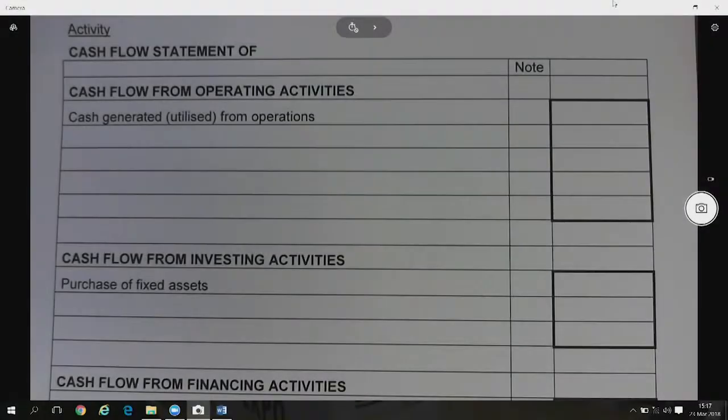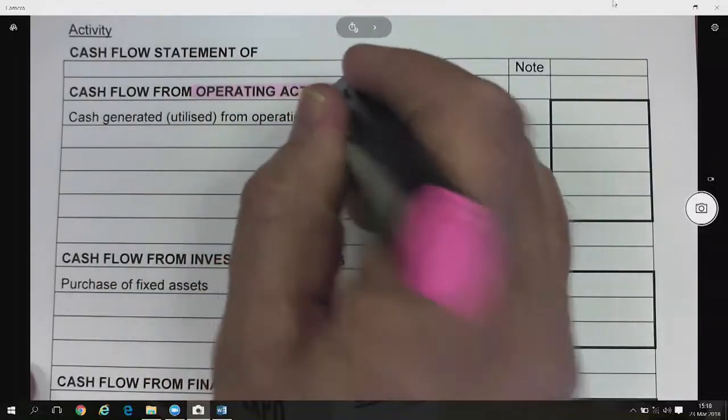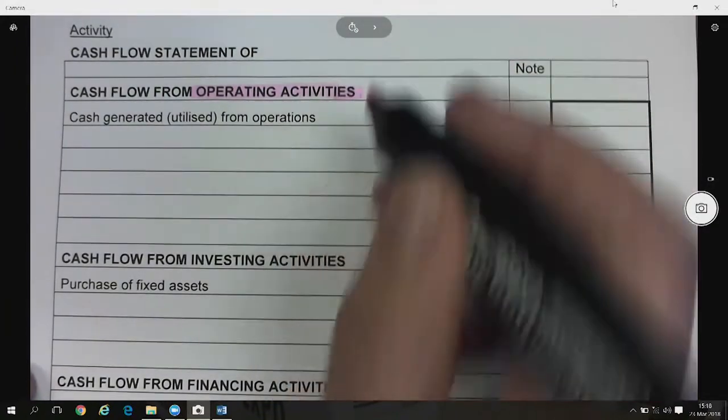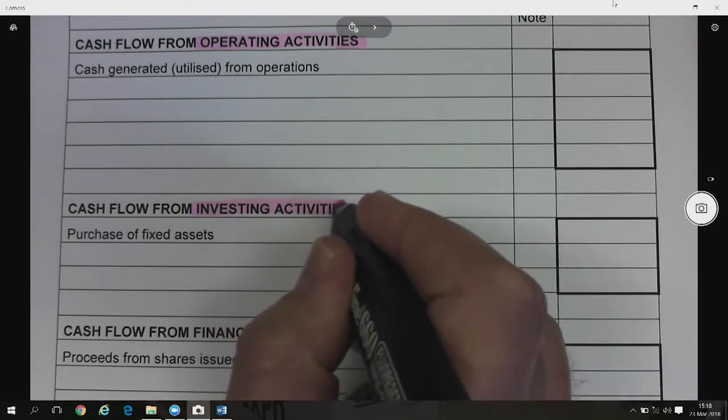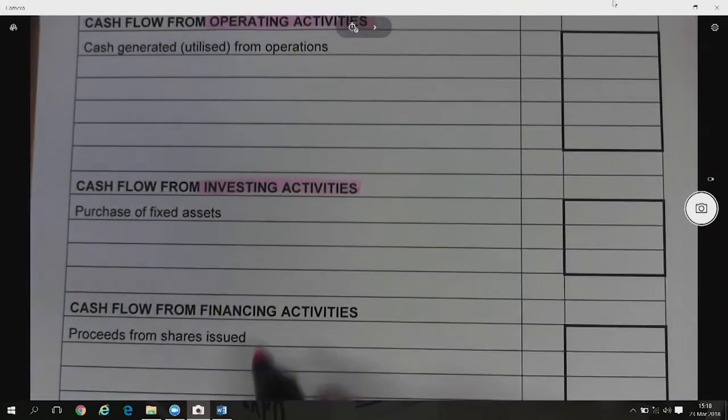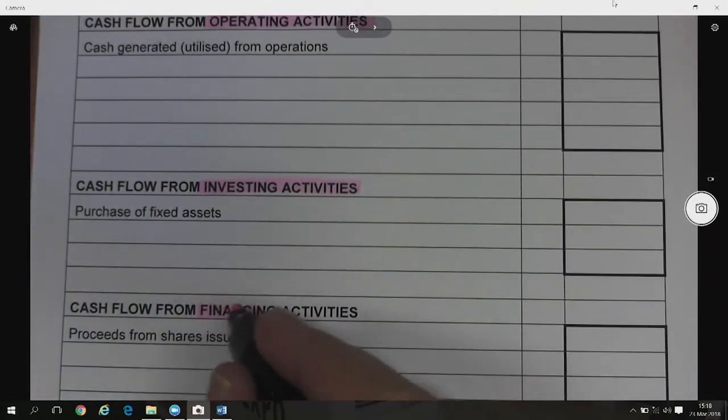Okay, but first, I've got the cash flow statement in front of me. It is only the format, and I want you to know the format. I want you to study the format out of your head, because sometimes they don't ask the whole cash flow statement, and if you don't know what to do, then you struggle. The first one is cash flow from operating activities on top. Then in the middle, we've got cash flow from investing activities. And then at the bottom, we've got cash flow from financing activities.